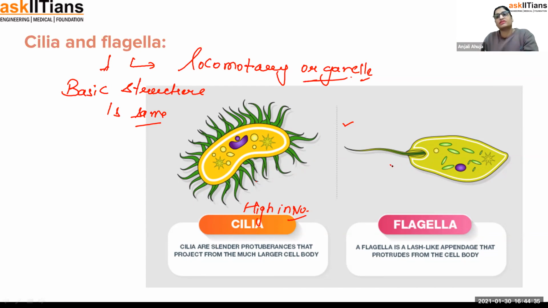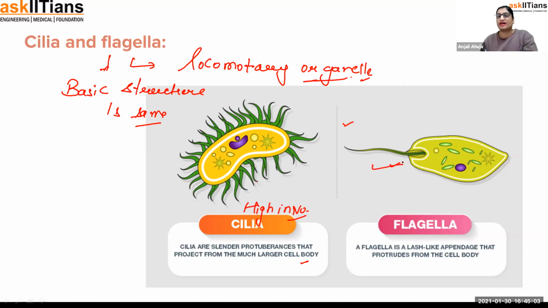Flagella are always present in less number, 1, 2, 3, 4, 5, but not more than that. Here it is also written: cilia are slender protuberances, meaning an extension kind of thing, that project from a much larger cell body. A flagellum is a lash-like appendage that protrudes from the cell body, and it is present in less number.